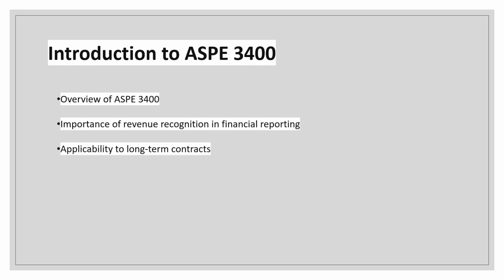Introduction to ASPE 3400. ASPE 3400 provides guidelines for recognizing revenue from the sale of goods, provision of services, and long-term contracts. For applicability to long-term contracts, accurate revenue recognition is crucial for reflecting the true financial performance of an enterprise.